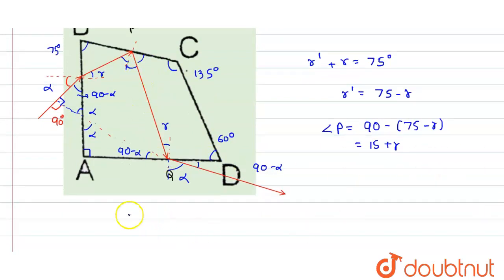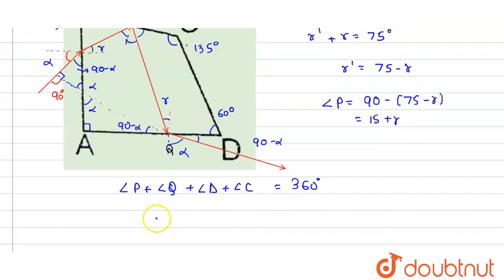Now in the quadrilateral PQDC, we say that angle P plus angle Q plus angle D plus angle C would be equal to 360 degrees. Now we put the values. Angle P we have already stated here, 15 plus r. What would be our angle Q? This is r and this is 90 degrees, so it would be r plus 90. What is angle D? It is given as 60. What is angle C? It is given as 135. This would be equal to 360.